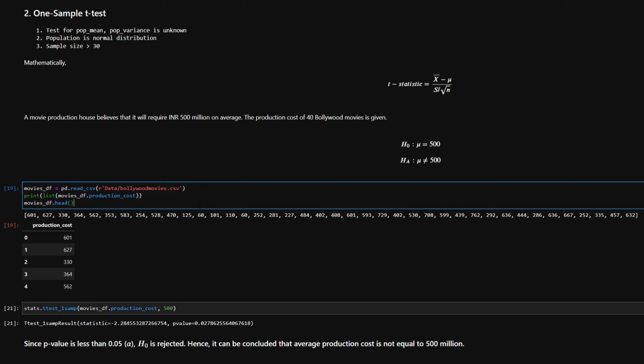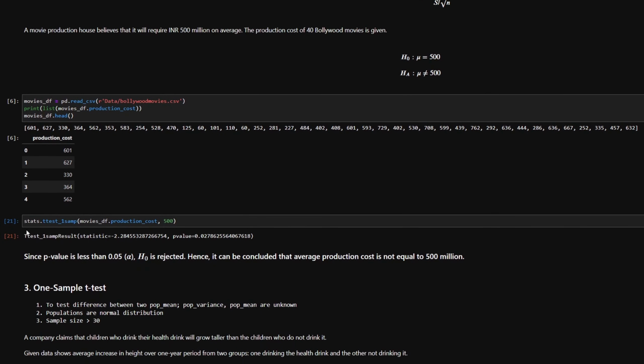Yes. So let's just have a look at the data. So we have 40 samples, and the production cost in million rupees is given. Now we are going to use the stats library from here. So it's been imported from SciPy.